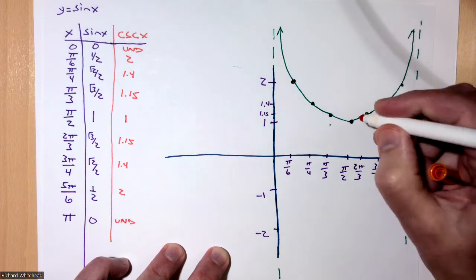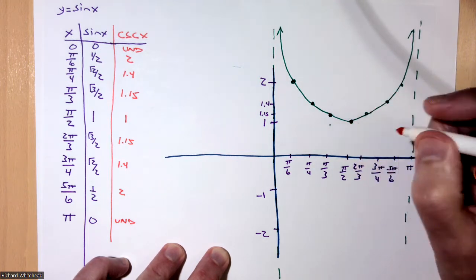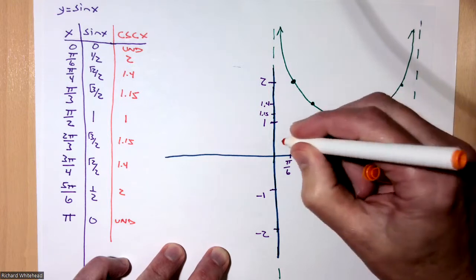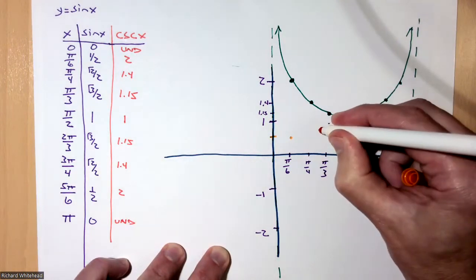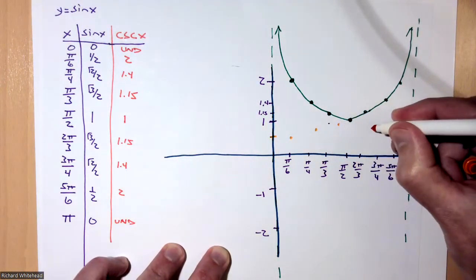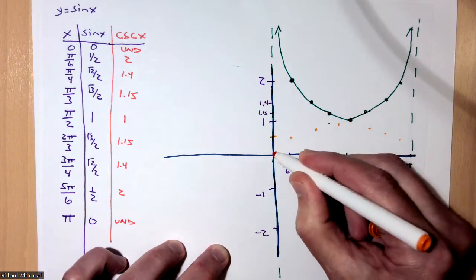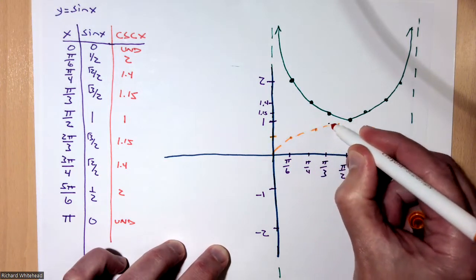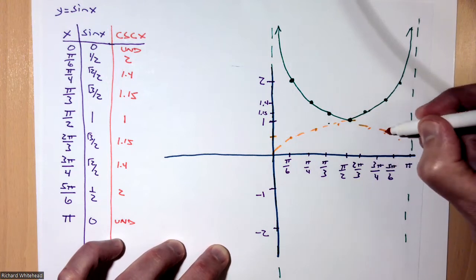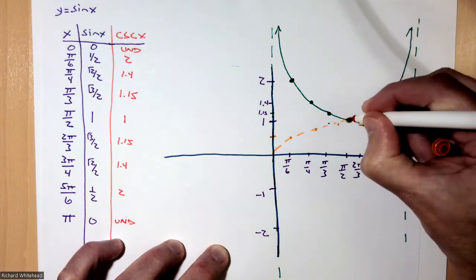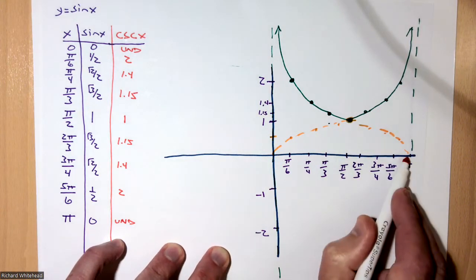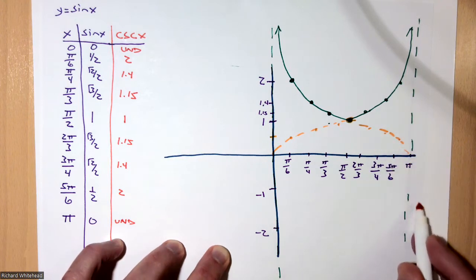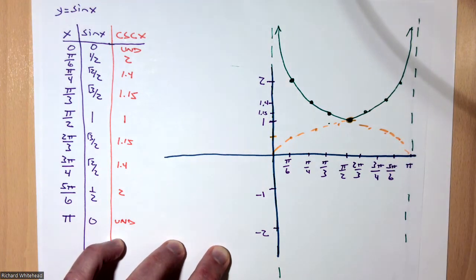Hold on. If I graphed a sine curve, and I know this is a terrible picture again, the sine curve would have looked kind of like this. They've got that one point in common right there. And then where the sine curve is on the center line, the cosecant curve doesn't exist.